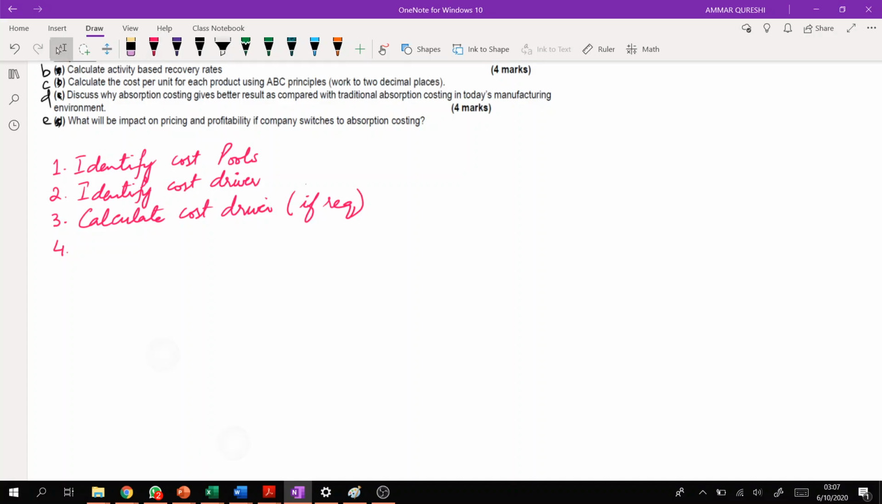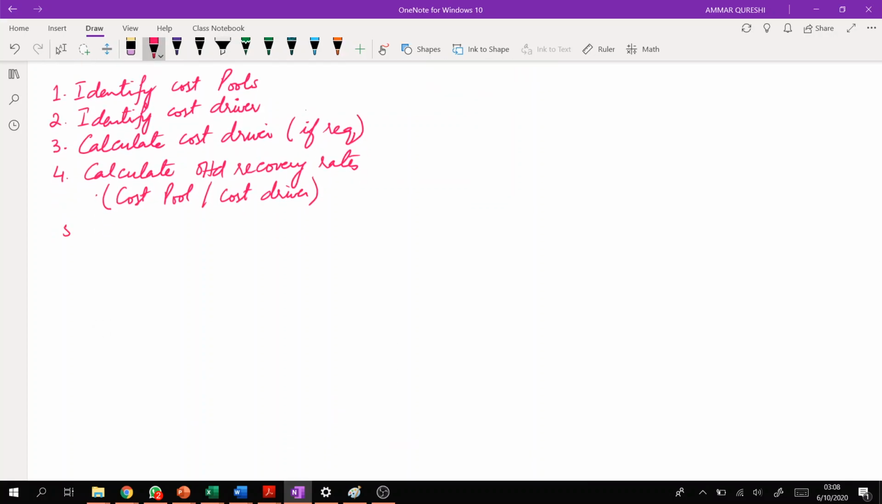Calculate cost driver. Then you have to calculate overhead recovery rates by dividing. And how will you calculate the overhead recovery rate? You have to divide the cost pool by the cost driver, right? Then what you have to do, you have to absorb.